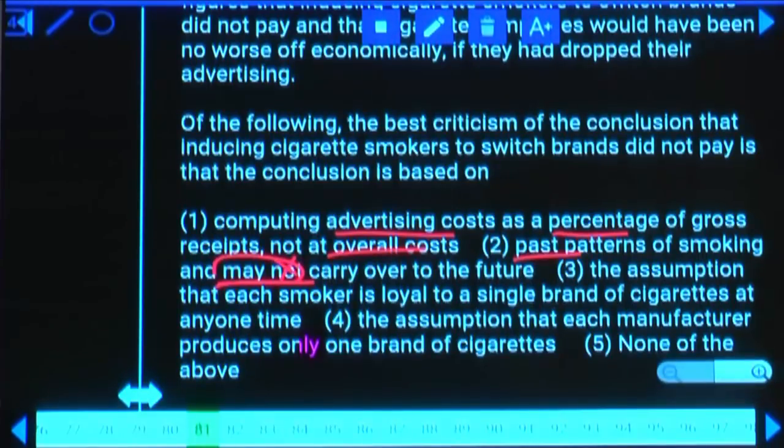The third one, the assumption that each smoker is loyal to a single brand of cigarette at any one time. That means most of the people will stick to the same brand they are smoking, is the assumption taken or not. And this is the very basic reason why he is telling that it will not pay you. Why will it not pay you? Because people are not going to change their brand. Hence this is the assumption they have taken in order to come to the conclusion that it is not going to pay you anything.